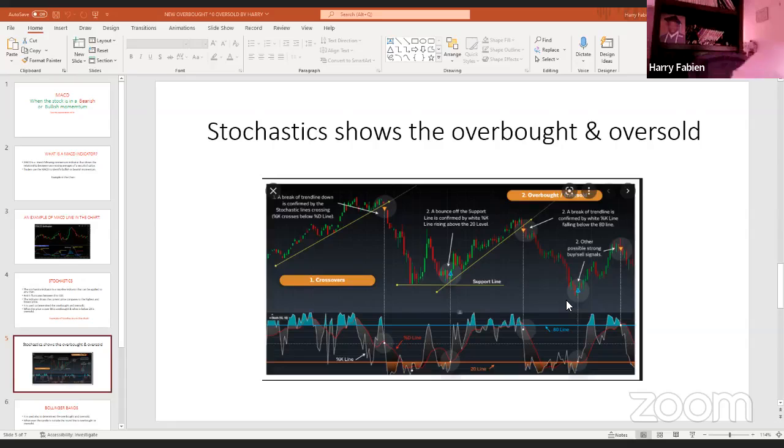So, as I said before, stochastic just shows you when to buy and when to sell. Whenever you see the stock overbought, you sell, and whenever you see it oversold, you buy. That's all. That's why it says 0 to 100. You have the 80 line, and the line cannot pass 80. If those two lines go over 80, that means the stock is overbought now. Time for you to sell.